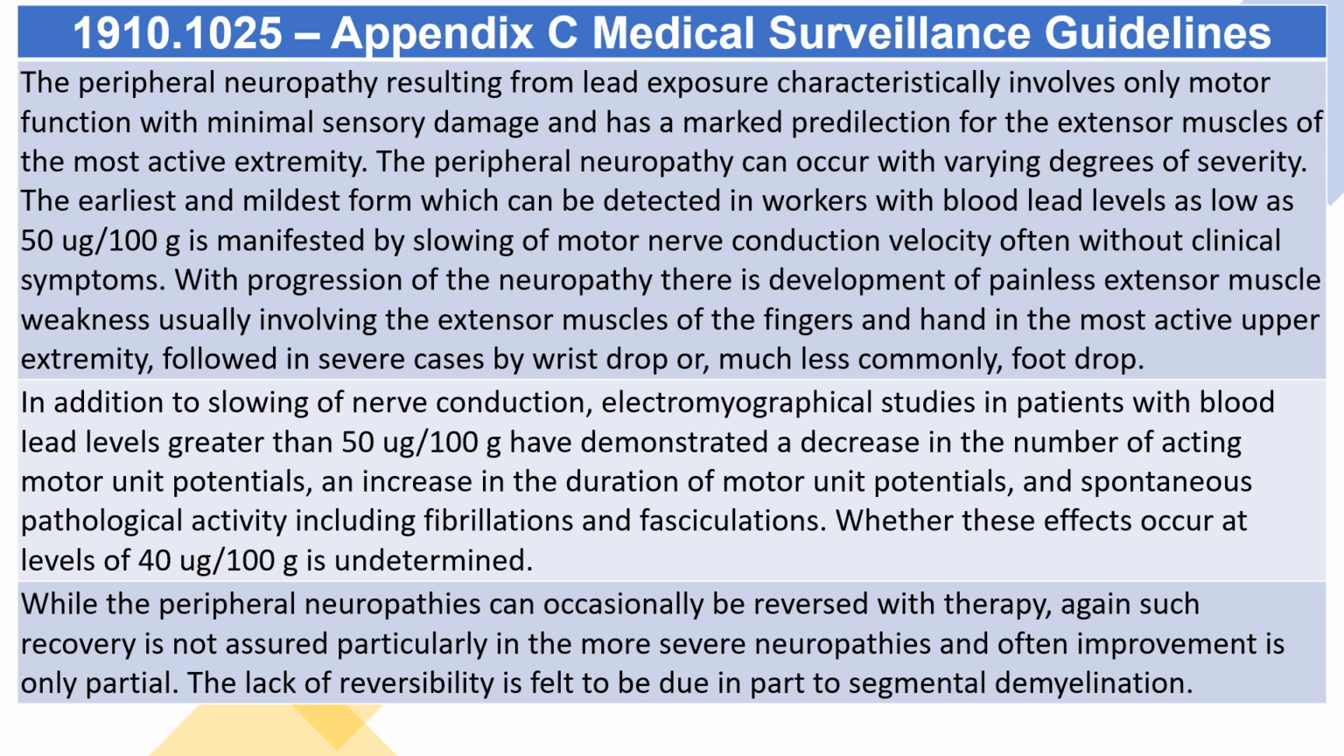In addition to slowing of nerve conduction, electromyographical studies in patients with blood lead levels greater than 50 µg/100 g have demonstrated a decrease in the number of active motor unit potentials, an increase in the duration of motor unit potentials, and spontaneous pathological activity including fibrillations and fasciculations. Whether these effects occur at levels of 40 µg/100 g is undetermined. While the peripheral neuropathies can occasionally be reversed with therapy, again such recovery is not assured, particularly in the more severe neuropathies, and often improvement is only partial. The lack of reversibility is felt to be due in part to segmental demyelination.